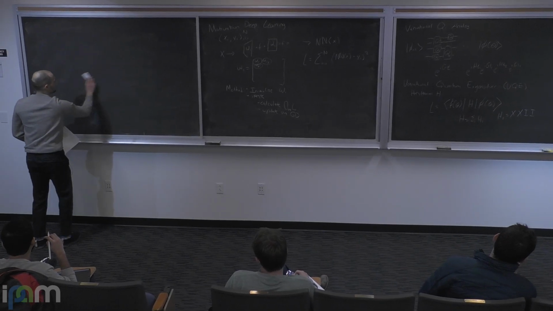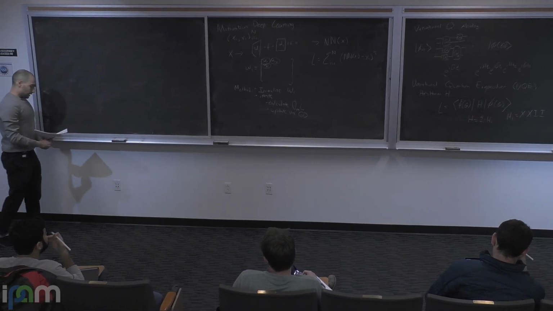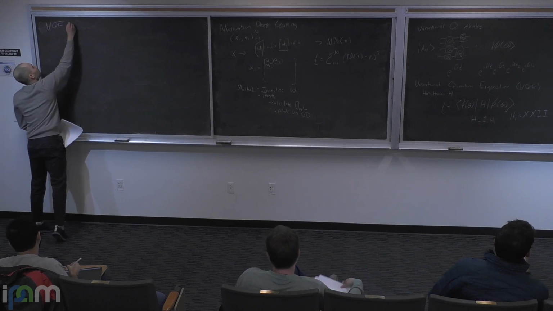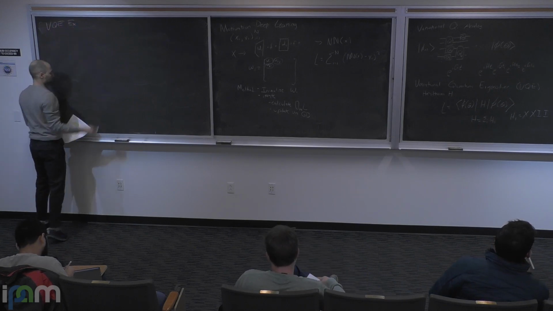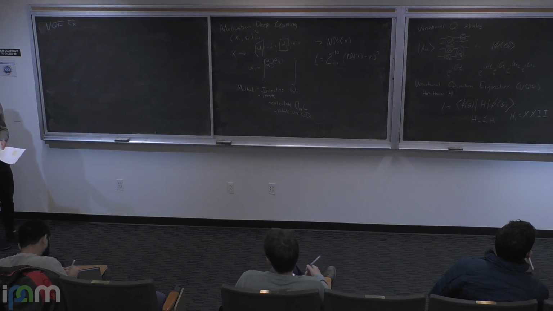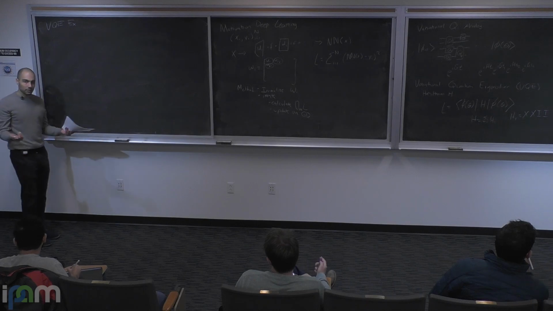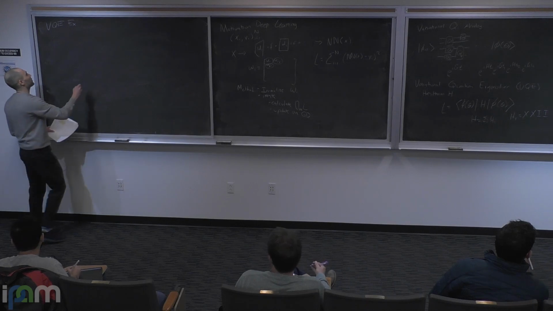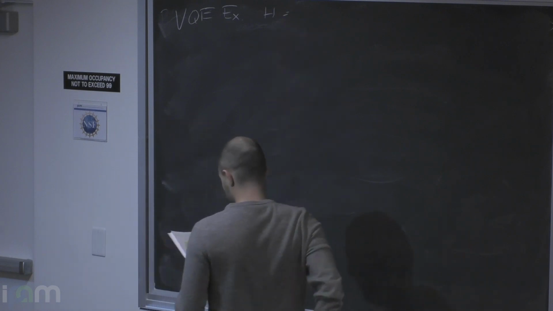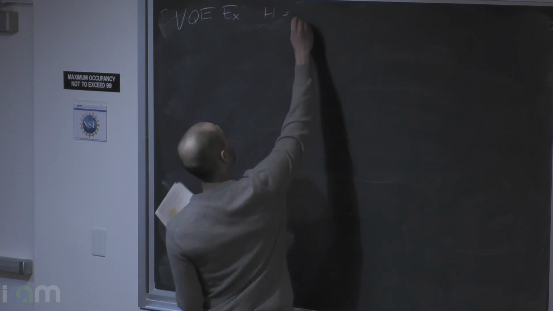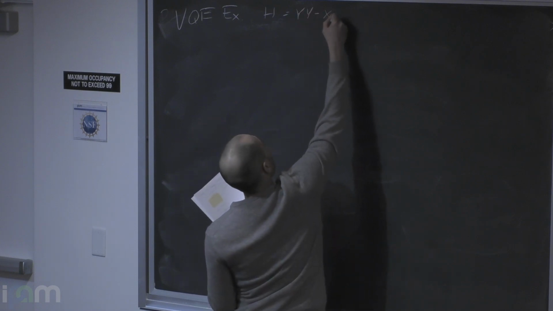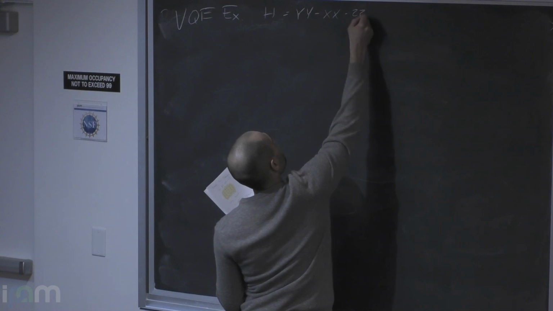Okay, so let's look at a VQE example. In VQE, you want to find the ground state of a Hamiltonian. So I have to give you the Hamiltonian we're going to try to find the ground state of. Our Hamiltonian will equal y minus x minus z.